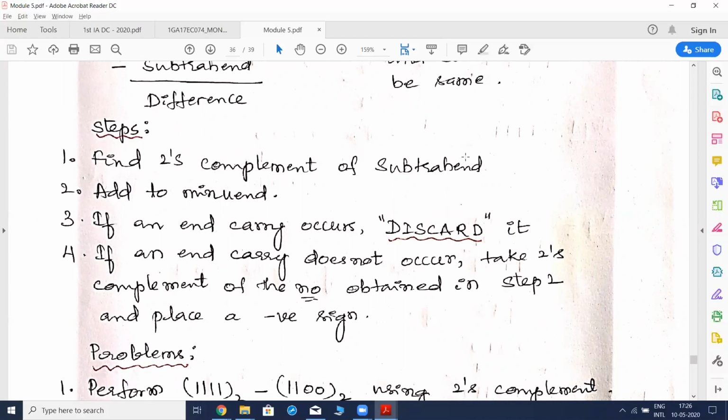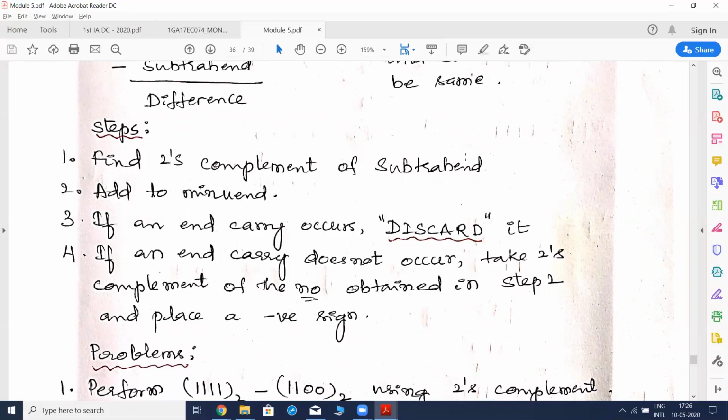Okay. So if carry is not generated, that is step number 4. If carry is not generated, then the answer is in two's complement form. In order to get the true form, what we should do is take the two's complement of the number that is obtained in step 2 and place a negative sign.